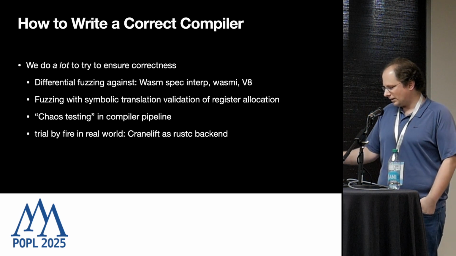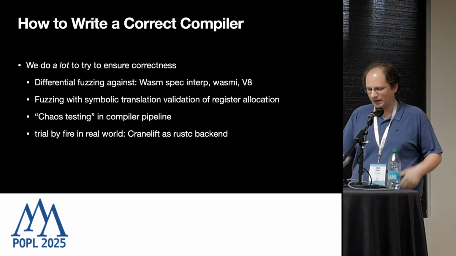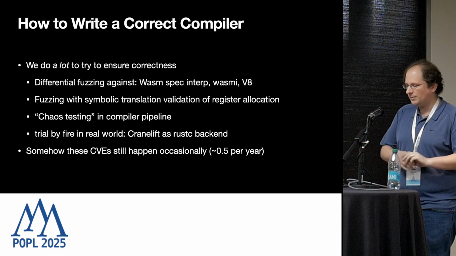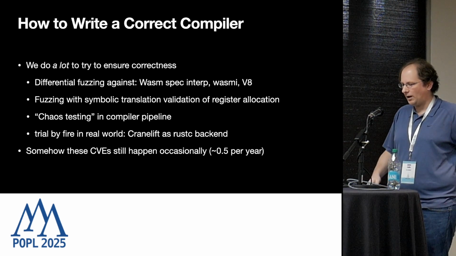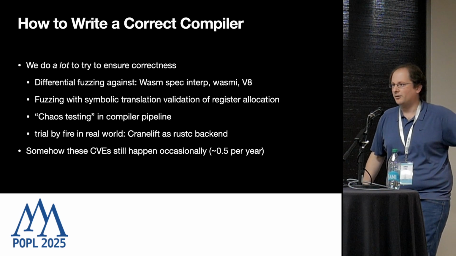We also let the compiler backend, Cranelift, be used as a Rust backend. So that's kind of trial by fire: compile the entire world in Rust and you find bugs. But somehow we still find these CVEs. And if I extrapolate from these 2 data points, and I have a line, I can say that they happen once every other year, right?